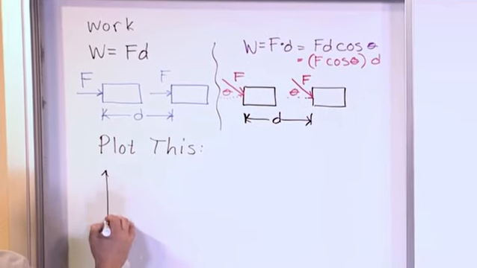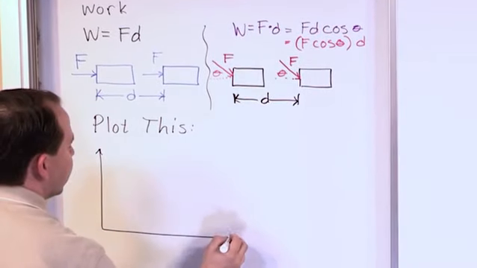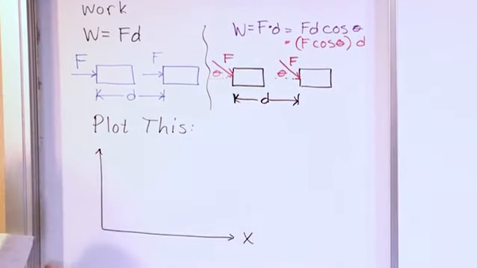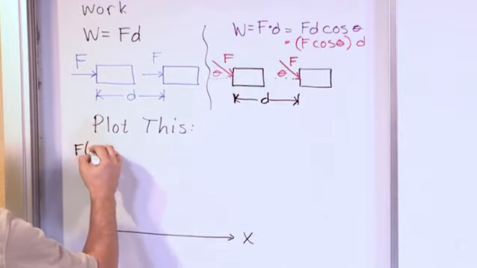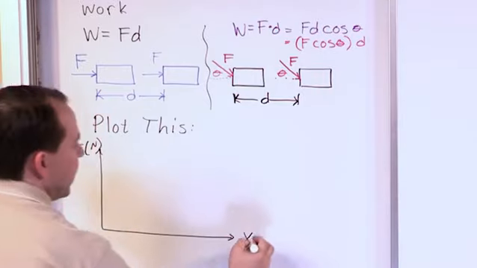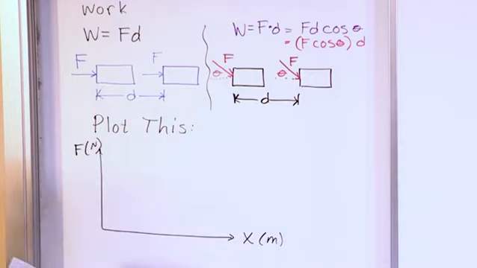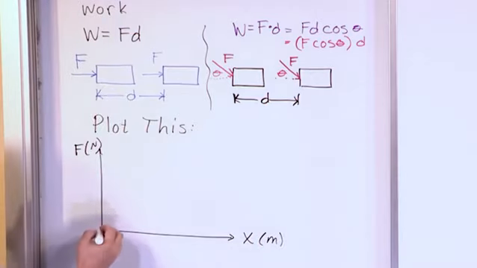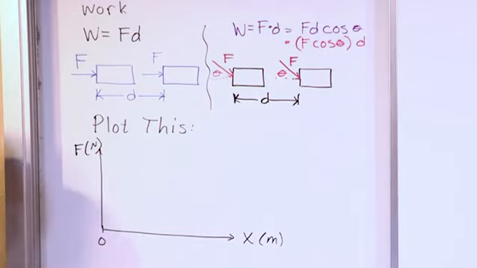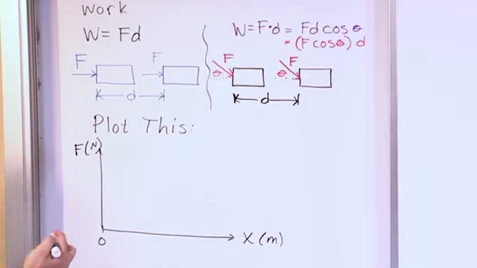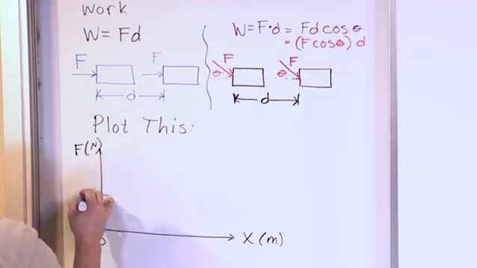And what I mean by plot this is I want to do a quick little graph here. This is x, and this is the force in newtons that I'm pushing, and this is the distance that the block moves in meters. So here is 0, x is equal to 0. This is where the block starts, and this is my force that I'm pushing on the block. So if I'm actually going to do this, let's say I'm pushing at 5 newtons, right?